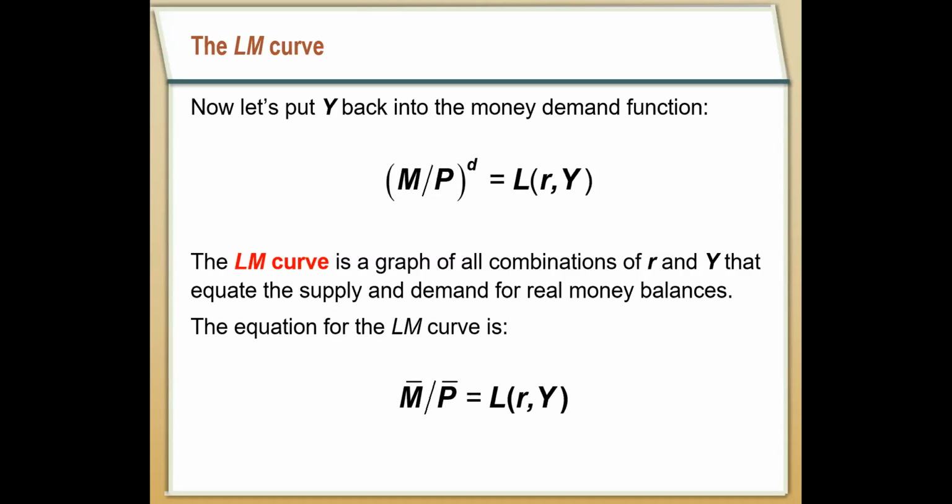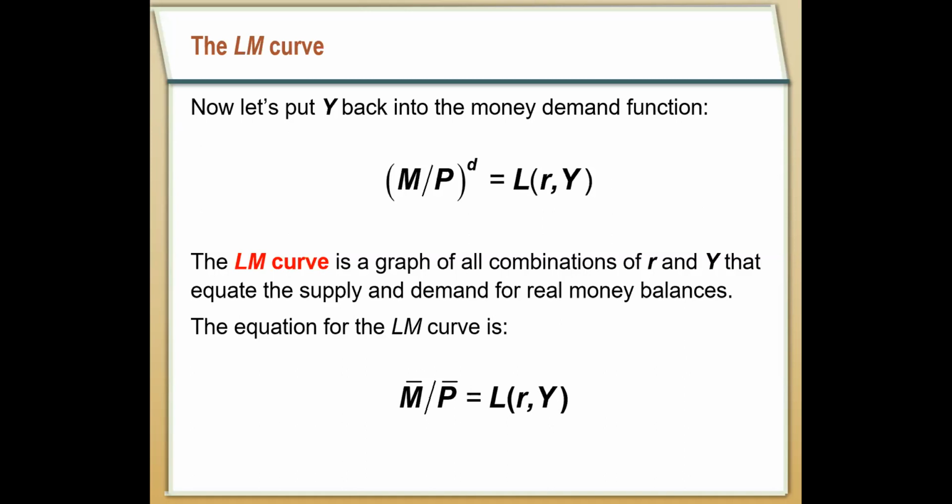And so the LM curve is really just all of the combinations of the interest rate and income that are going to bring the money market to equilibrium, that are going to equate that supply and demand of real money balances. And so our equation for the LM curve is just going to say that real money balances are equal to money demand. The total amount of money in the economy is equal to the amount of money that people are going to want to hold given interest rates and income.